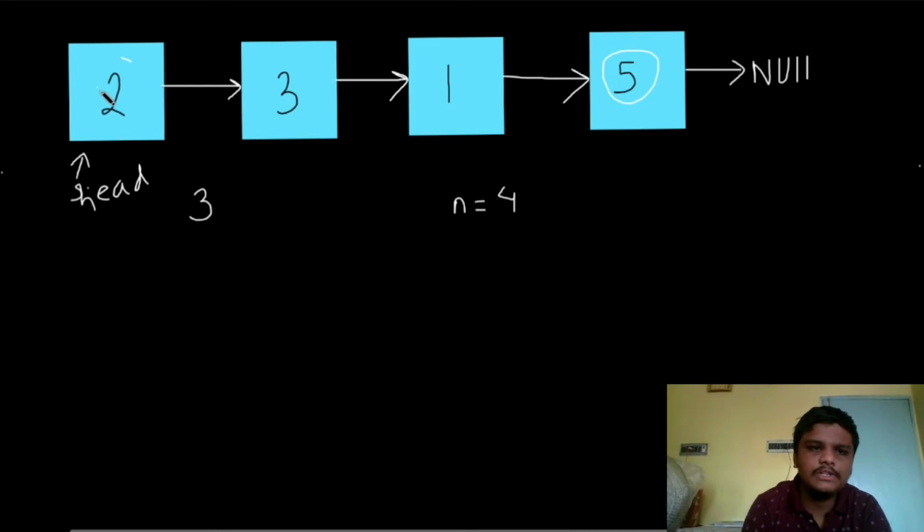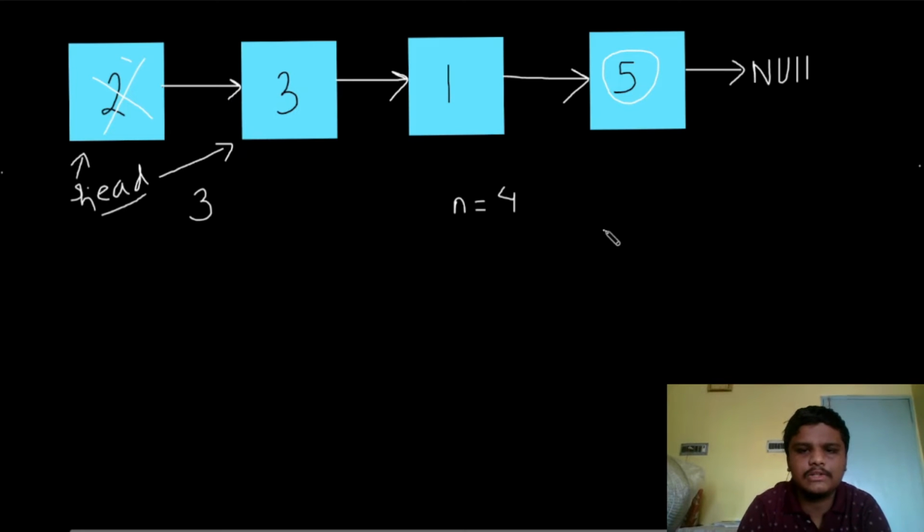Now if we delete this node, what will happen? Let's say this node is deleted. Now we need to change the head. This head we need to change to point over here, to this node, and only then is the old node going to be deleted.